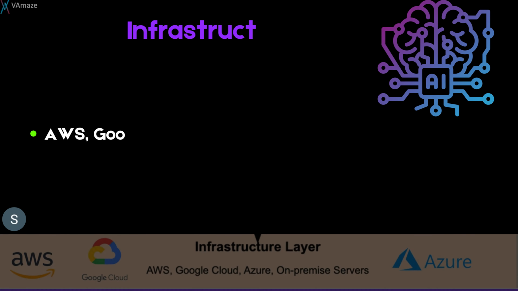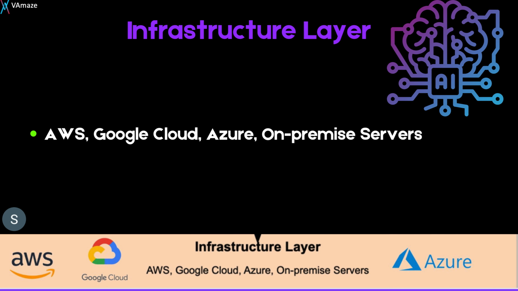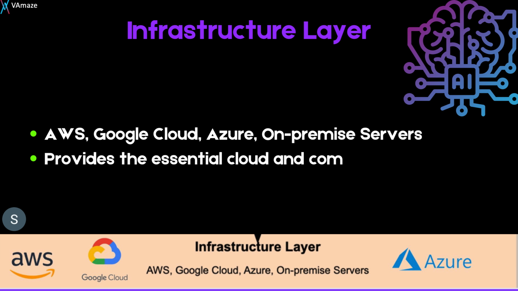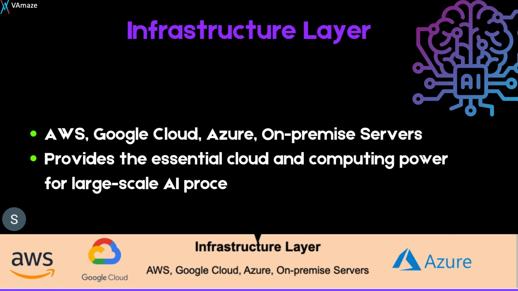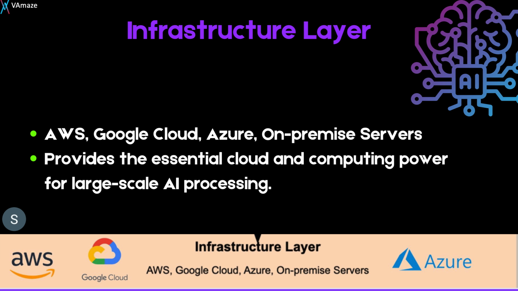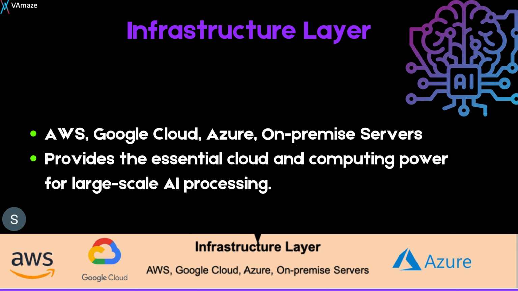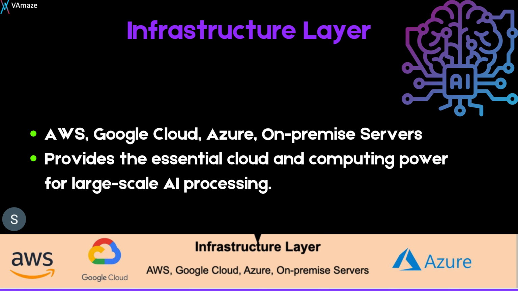First, look at the infrastructure layer. The typical vendors are AWS, Google Cloud, Azure, and on-premises services. This provides the essential cloud and computing power for large-scale AI processing. At the base of the GenAI stack is the infrastructure layer, which includes AWS, Google Cloud, and Azure, among other cloud solutions. These layers provide the raw computing power and data storage required to run advanced AI models and handle vast databases.